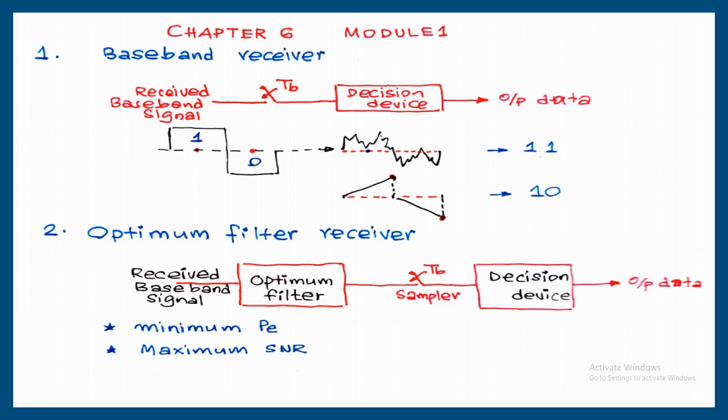So if the system can make maximum signal to noise ratio, that system is known as optimum filter receiver. If the system can make minimum probability of error, that system is known as optimum filter receiver. So that's the definition of optimum receiver. Optimum receiver is a receiver which maximizes the signal to noise ratio. Second definition, optimum receiver is a receiver which minimizes the probability of error. Both are giving actually the same meaning. Maximum signal to noise ratio is equivalent to minimum probability of error. So with the help of that optimum filter, probability of error can be minimized or signal to noise ratio can be made maximum.